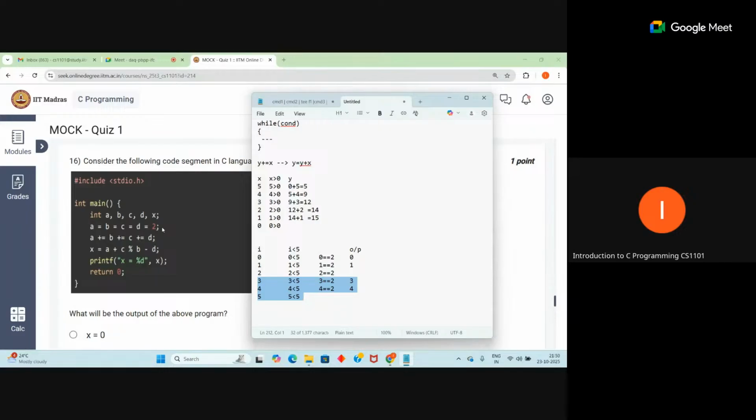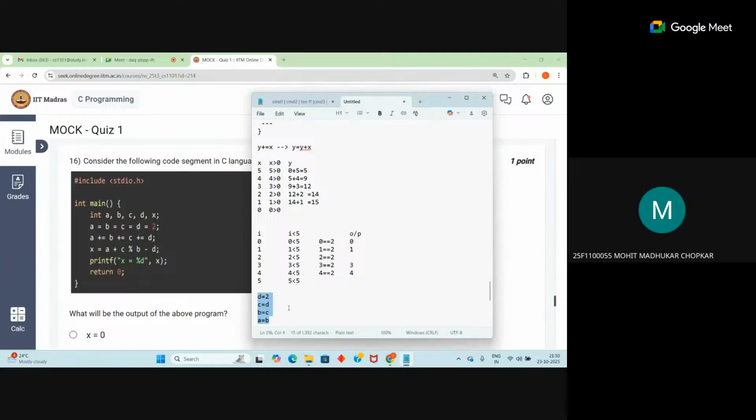Or in another way, we can say it like this. This is the equal to operator. The equal to operator will be executed from right to left. The associativity is from right to left. First, D will be initialized with 2. Next, it will execute C is equal to D. Next, it executes B is equal to C. Then it will execute A is equal to B. So this is almost equal to writing 4 statements.